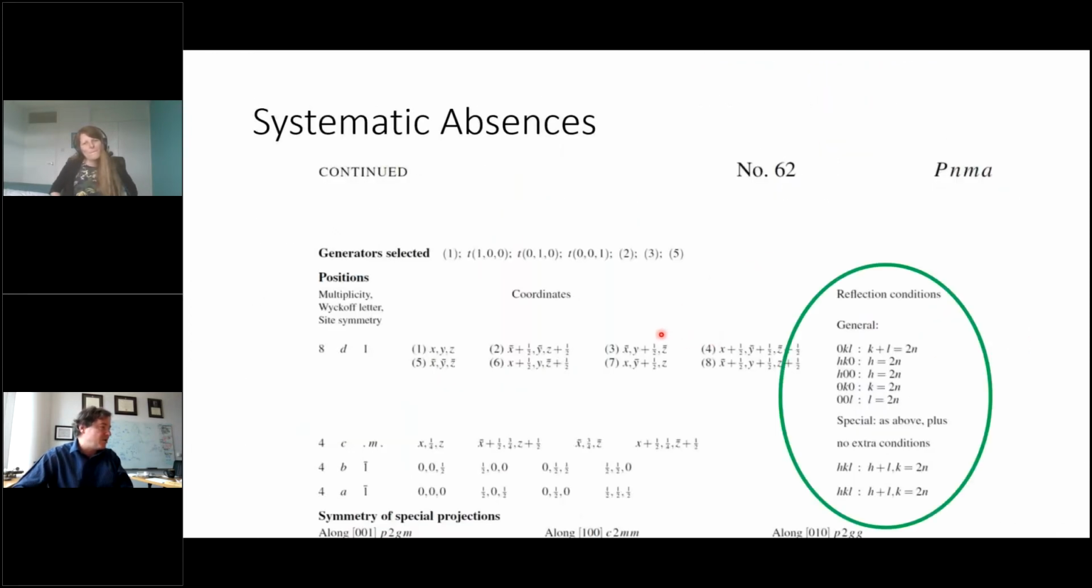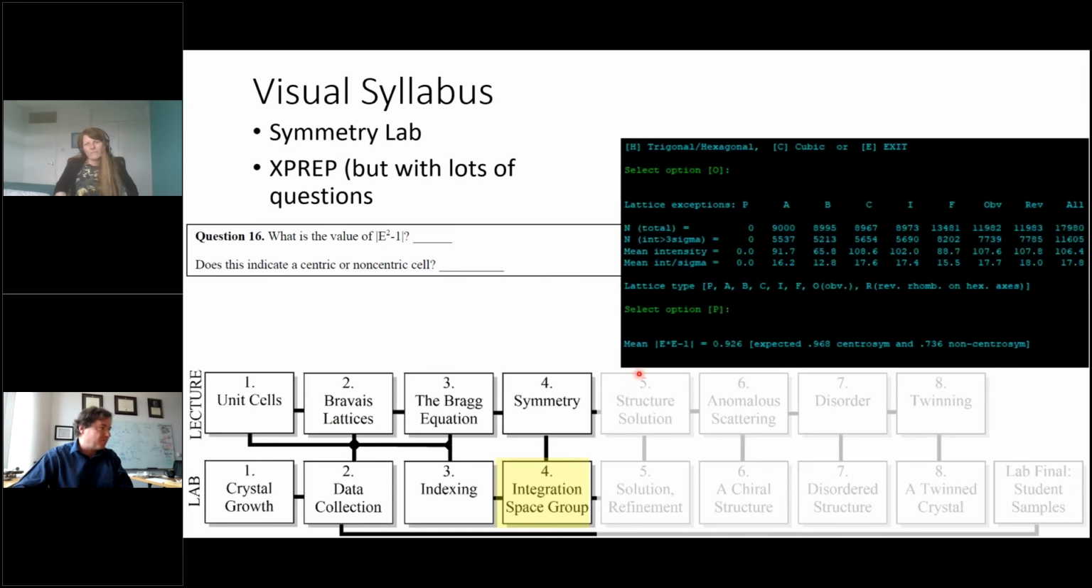But then we go and we apply. I'm just going to skip ahead here. We apply that when we get to the symmetry determination experiment in the computer lab. We stop and we think carefully about the things we've learned in lecture.